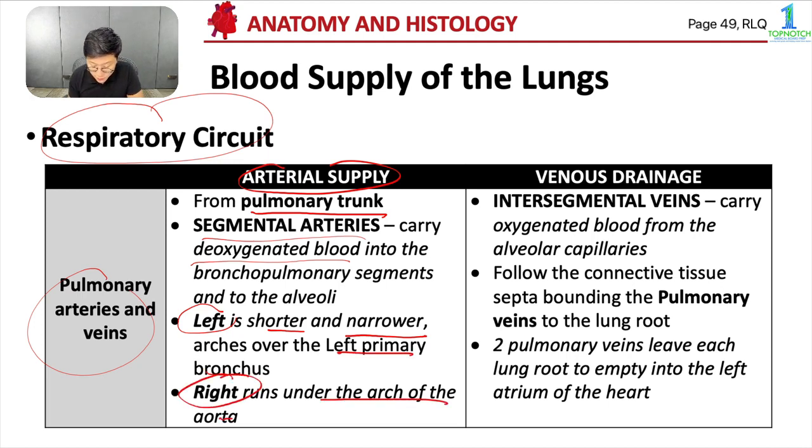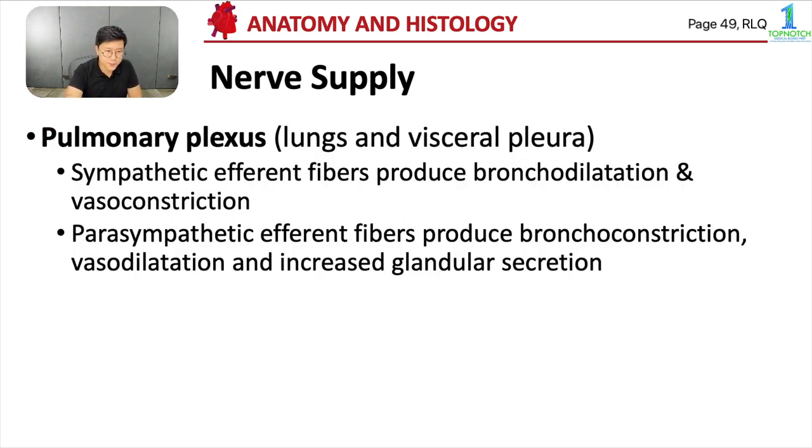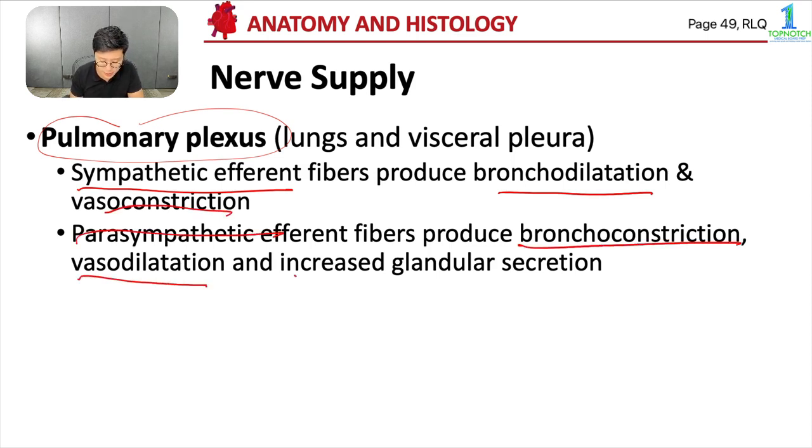For your venous drainage, you have your intersegmental veins, which then carry the oxygenated blood from the alveoli back to the heart. So they follow the connective tissue septa bounding the pulmonary segments, and then two pulmonary veins leave each lung root to empty into the left atrium. For the nerve supply, you have the pulmonary plexus. So the sympathetic causes bronchodilation and vasoconstriction, while the parasympathetic causes bronchoconstriction, vasodilation, and increased glandular secretion.